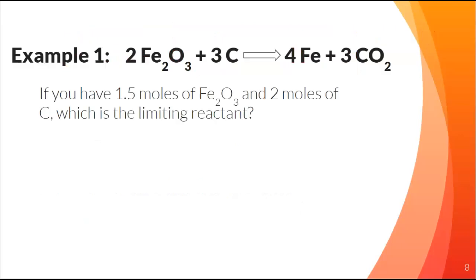So here is a chemical reaction. Okay, this is iron 3 oxide plus carbon makes iron plus carbon dioxide. Okay, and so the question here is, okay, well, if you have 1.5 moles of iron 3 oxide, and if you have 2 moles of carbon, what's the limiting reactant? All right, so we are going to figure this out, and we're going to figure it out by comparing how much of our reactants we have and how much of the other one we would need. And I'm going to show you how to do that.